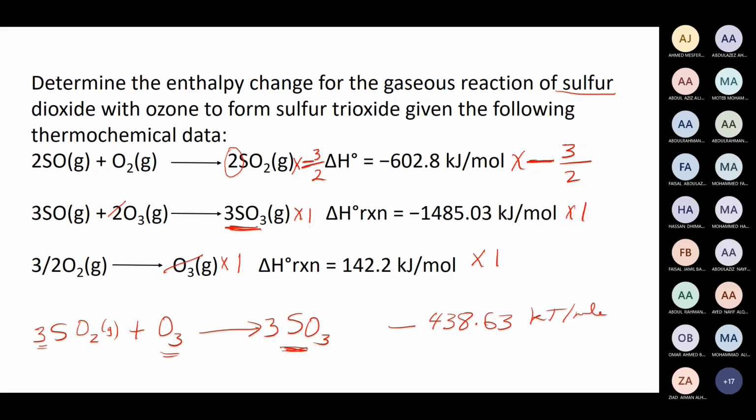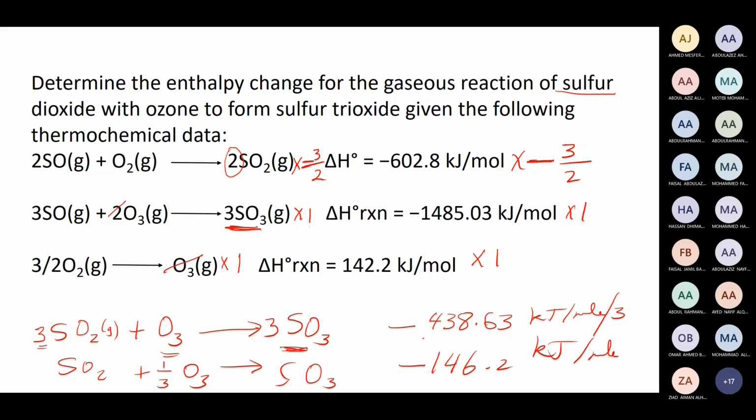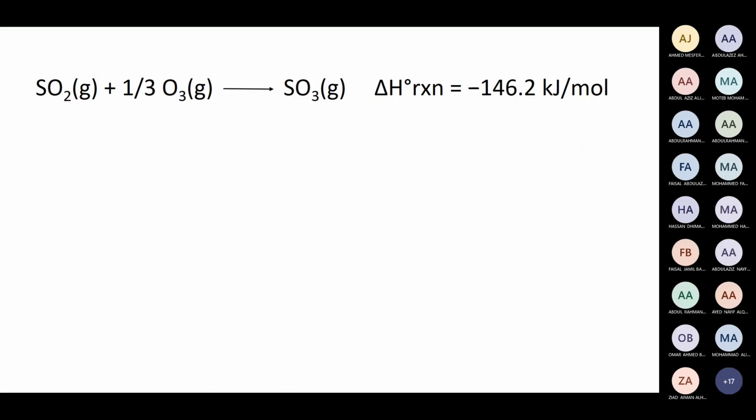Now, if I want SO2 plus 1/3 O3 to give me SO3, what will be the heat? You divide this by what? By 3, and then you will get minus 146.2 kilojoule. Clear? I hope so. Good. Yes, this is the correct answer.